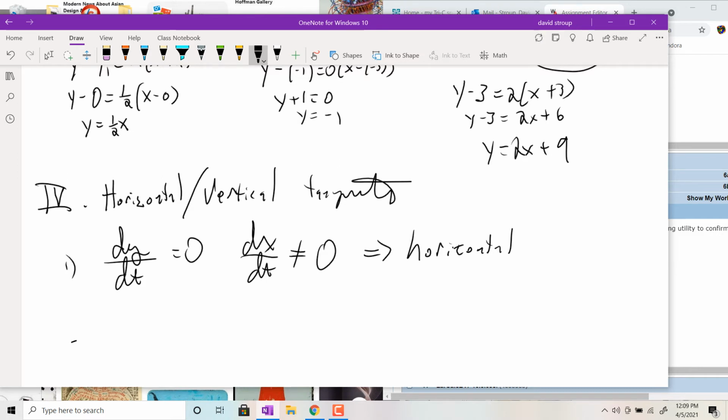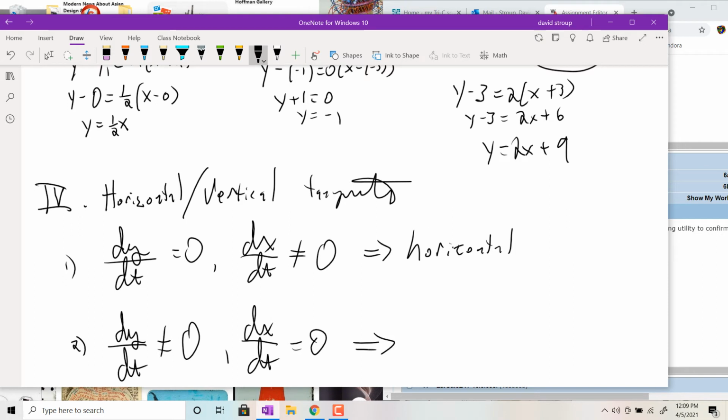So that's the first case. The second case is when the numerator is not 0, but the denominator is equal to 0. If they're both 0, then we assume it's not smooth. Okay? So the second case is where the numerator is not 0, but the denominator is. And that'll give us the verticals.